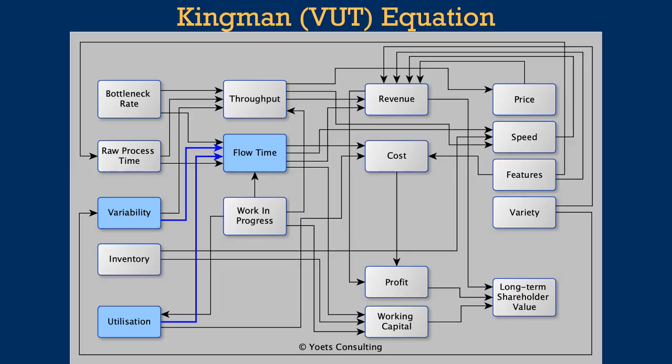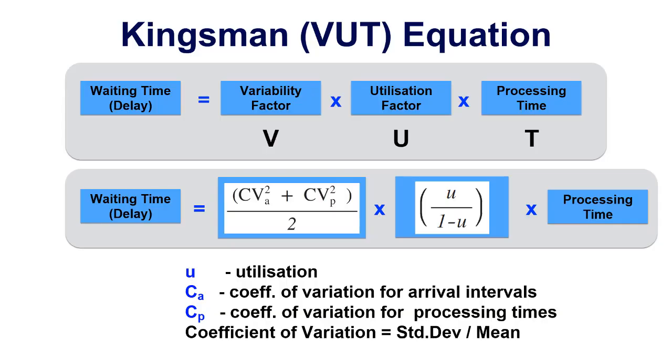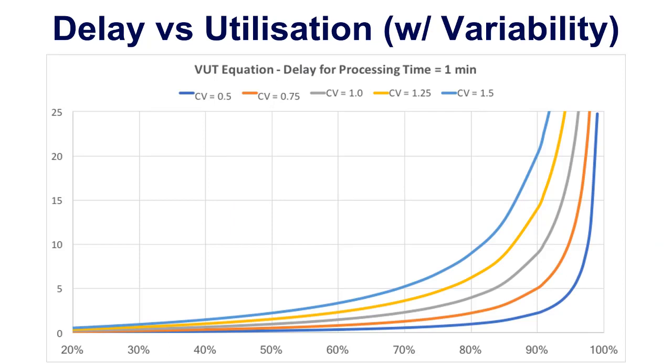Another example is variability and utilization and their impact on flow time, and especially the delays within the flow time. And it can be given through this mathematical expression. And if you plot them in a graph, it'll look like this in a non-linear manner. If we understand really how this works, we will be able to massively reduce the delays.